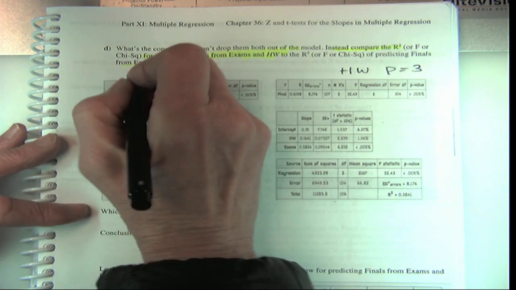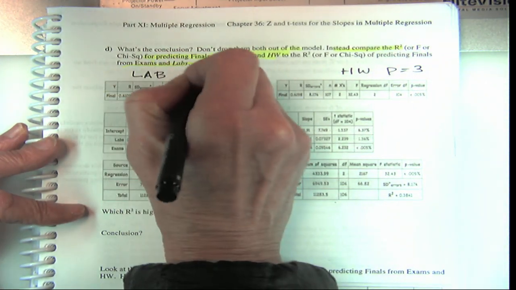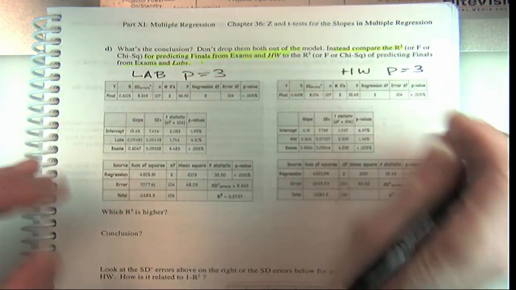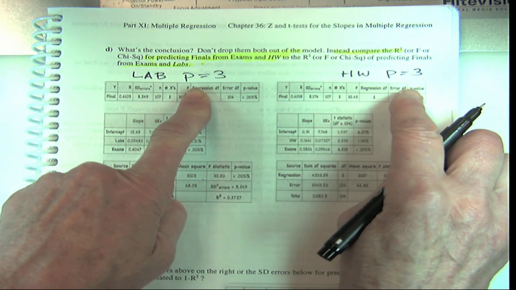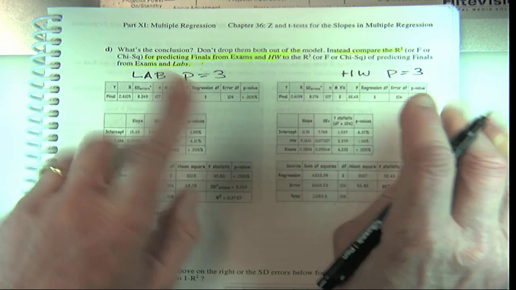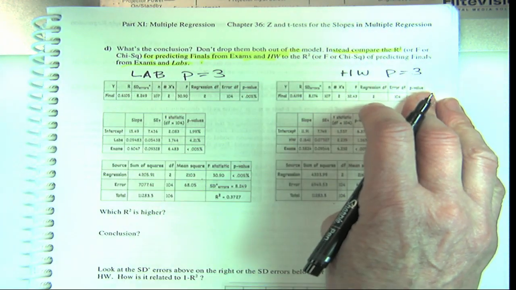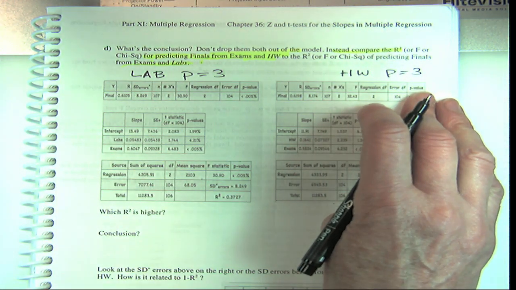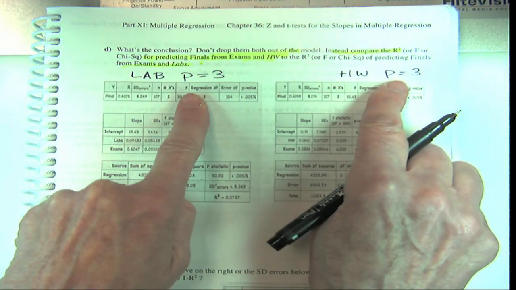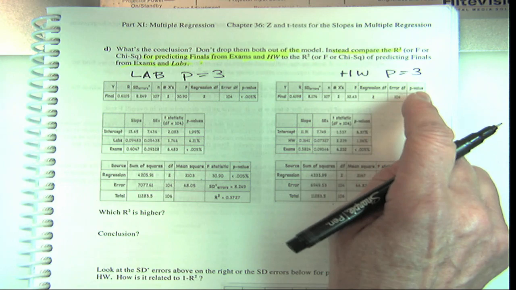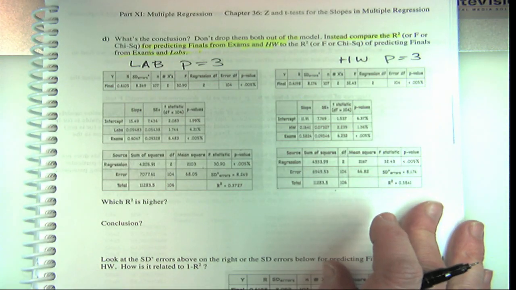So this is labs. We're including labs. Now we're comparing the same number of parameters, so we can use R squared, because R squared will be consistent. If you're comparing the same number of parameters, if you have a higher R squared, you're always going to have less error and lower p-value. So then it's fine to just look at R squared. And so now let's look at this.